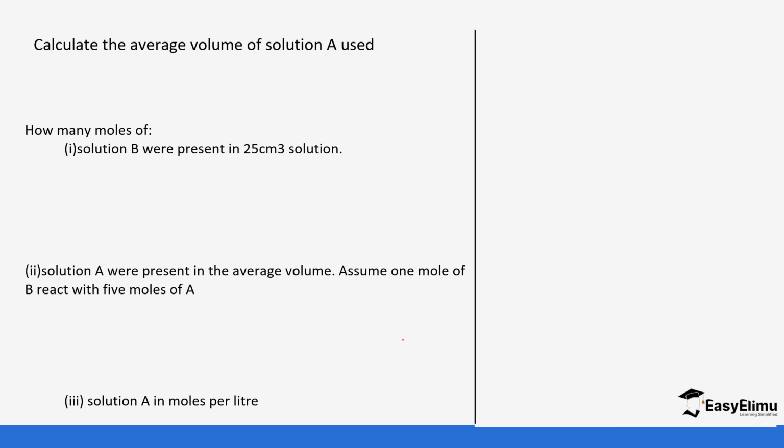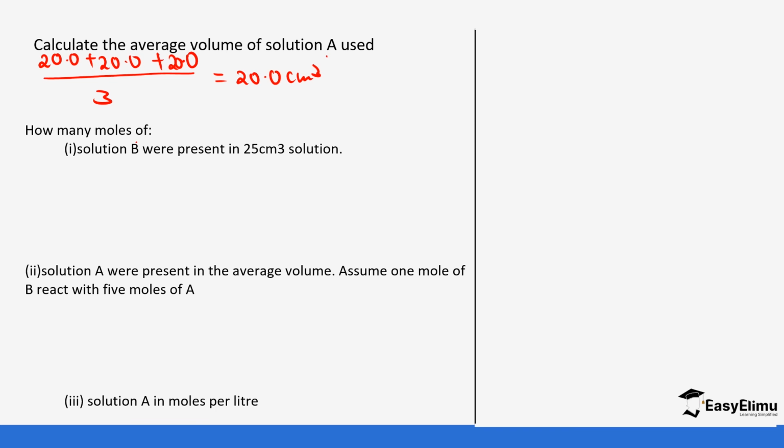Definitely the first question is going to be calculating the average volume, which is 20.0 plus 20.0 plus 20.0. You divide everything by 3, which gives us 20.0 centimeters cubed.